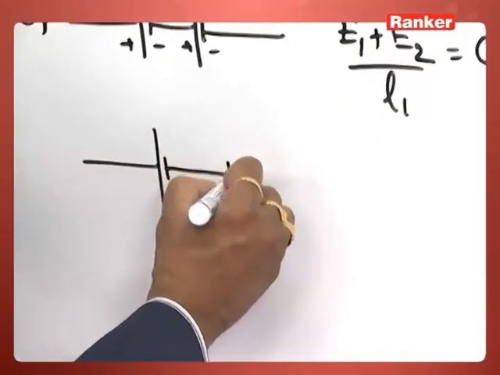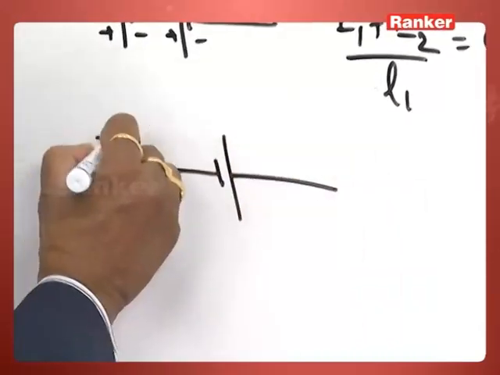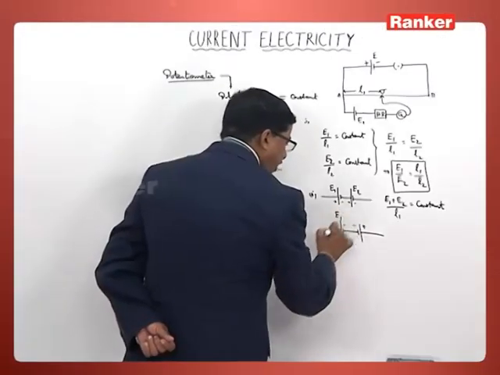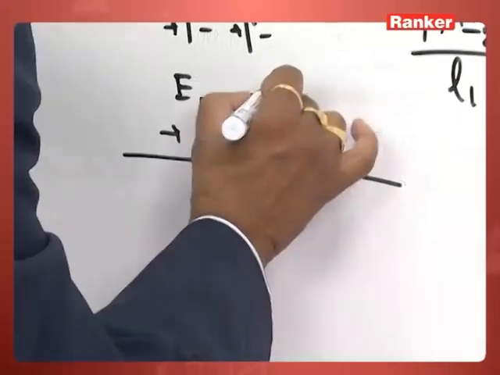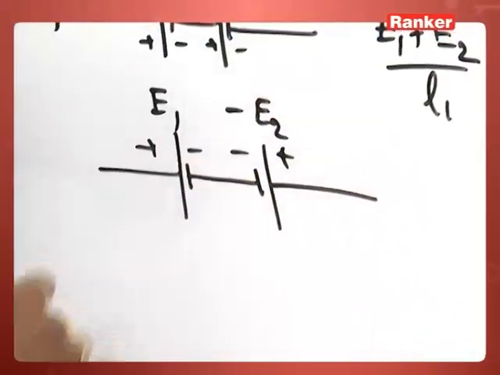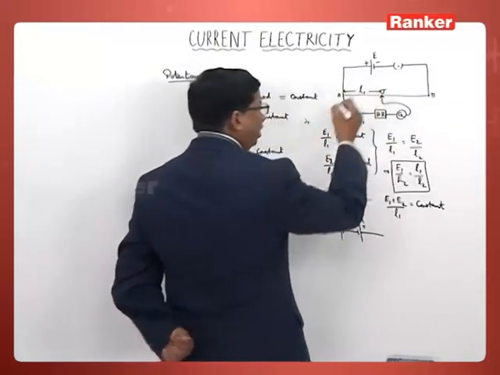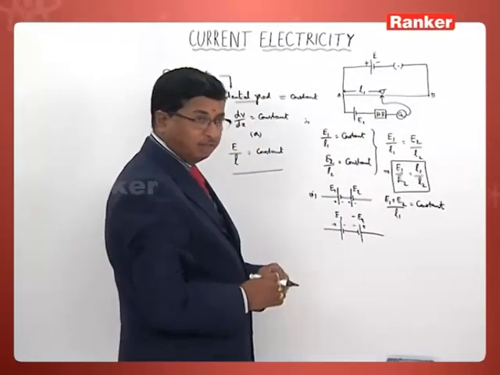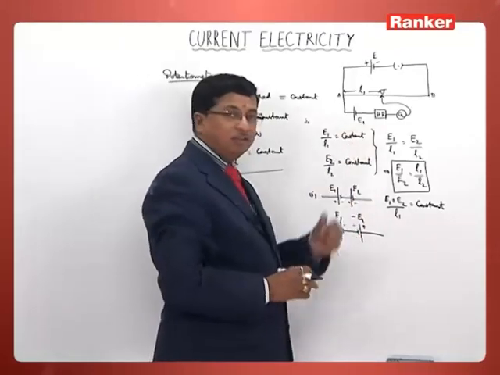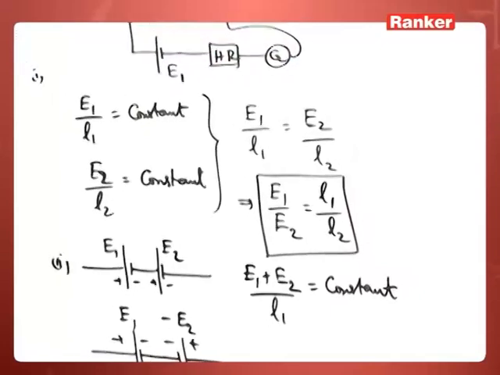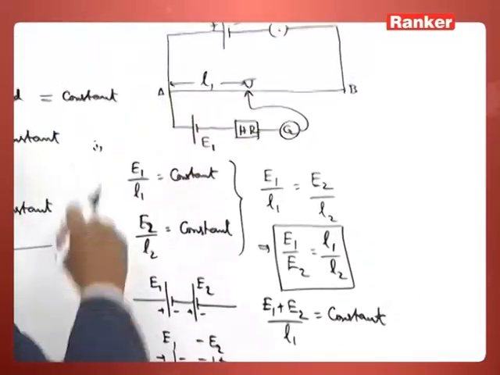One cell is connected regularly and the other cell is reversed. If I write its EMF as E1, its EMF is to be written with a negative sign there. Thereby, what is the corresponding balancing length after connecting this in the secondary circuit? Again you calculate the balancing length. Suppose the balancing length is L2 this time.